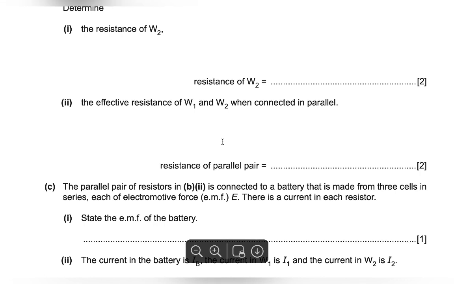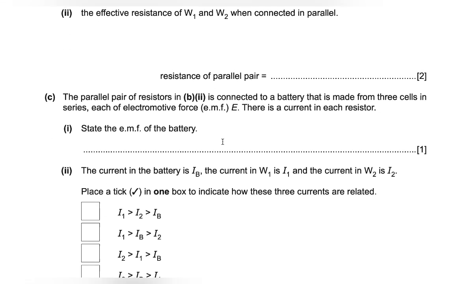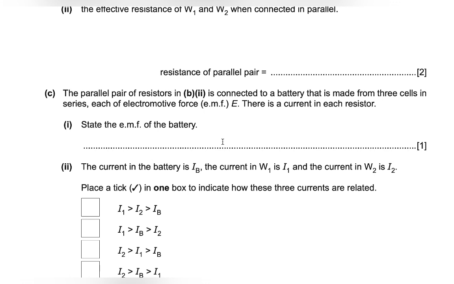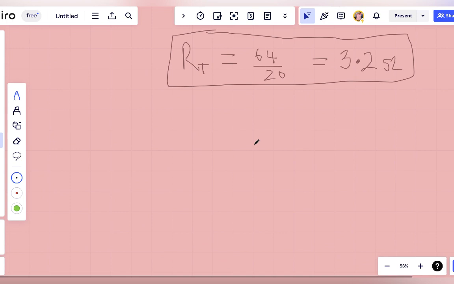Let's move on quickly to the C of these questions. The parallel pair of resistors in B Roman figure 2 is connected to a battery that is made from 3 cells in series, each of electromotive force EMF E. Now, there is a current in each resistor. State the EMF of the battery. They just want us to state the EMF. They're not looking for us to do much.